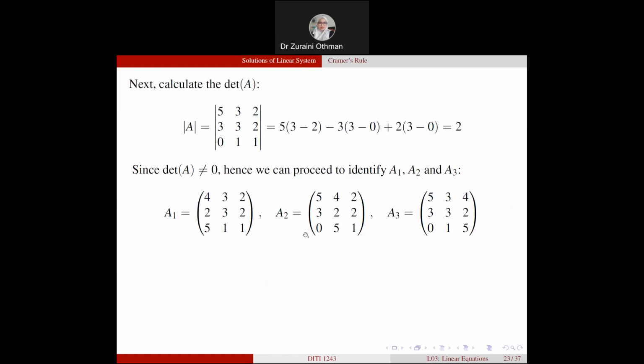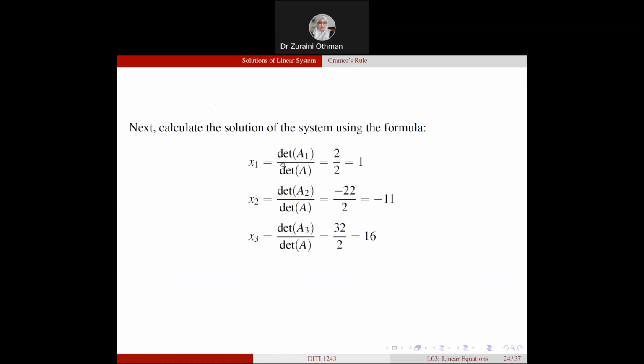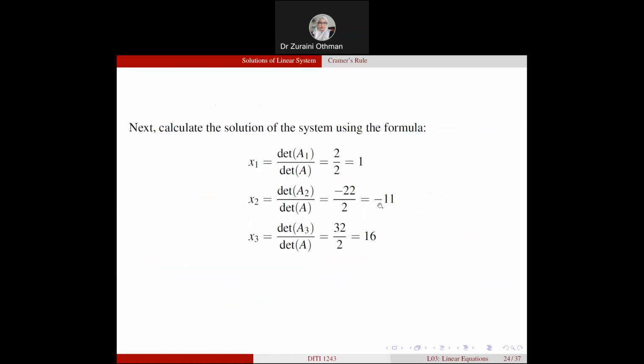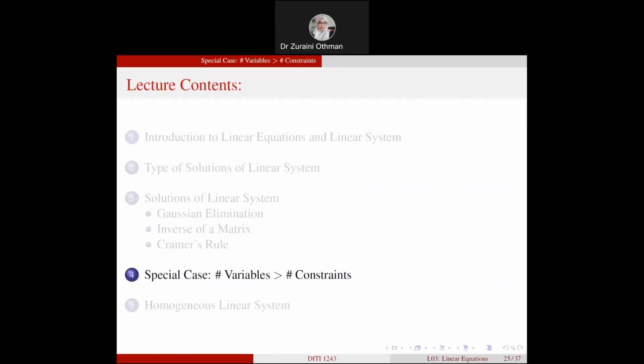So for this A1, A2, A3, please find the determinant. Okay, we get the new determinants for A1, A2, and A3. Then you divide each of A1, A2, and A3 by the original determinant 2 from just now to get the values for the linear system. So we have solved the linear system with x1 is 1, x2 is negative 11, x3 is 16. I don't show you how to find each determinant, because I assume that you have already mastered how to solve a determinant.